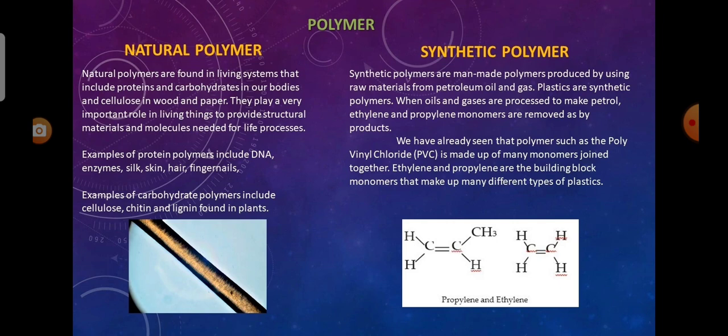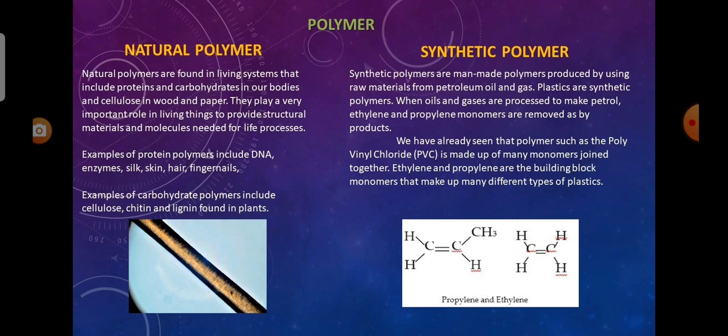Now we see about natural polymers. Natural polymers are found in living systems that include proteins and carbohydrates in our bodies and cellulose in wood and paper. They play a very important role in living things to provide structural materials and molecules needed for life processes. Examples of protein polymers include DNA, enzymes, silk, skin, hair, and fingernails. Examples of carbohydrate polymers include cellulose, chitin, and lignin that is found in plants.